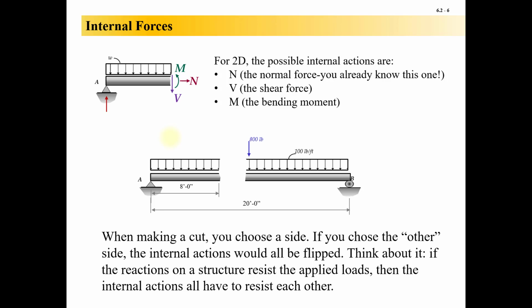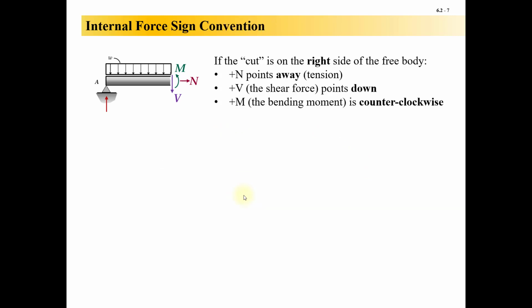And so what I mean by that is, here's this piece right here, we're going to show over here. See, it's down, pointing away, counterclockwise. And then if I did the other cut where I only kept the right-hand side, then I've got up, away, and clockwise. And that is the internal force sign convention. So you're going to have to just kind of memorize this, but the normal force you've already known. Tension is positive. So always pointing away is positive.